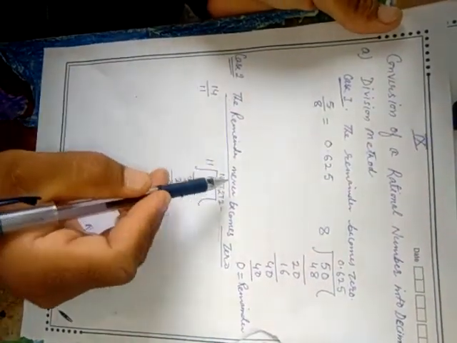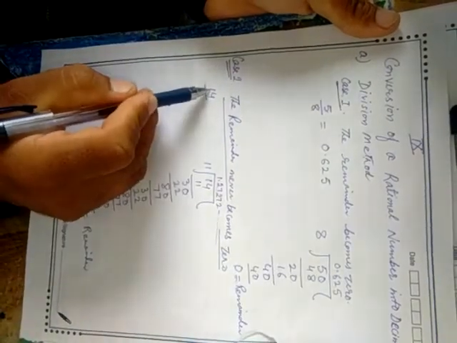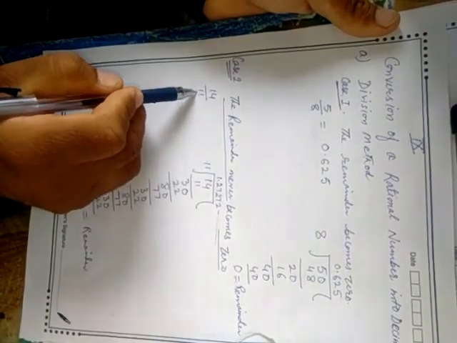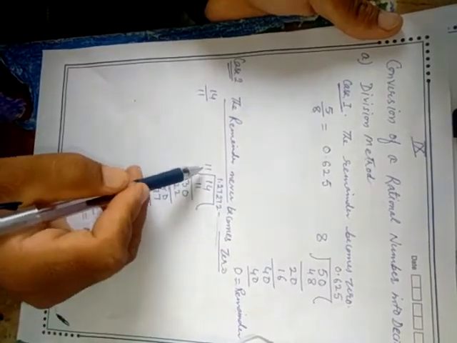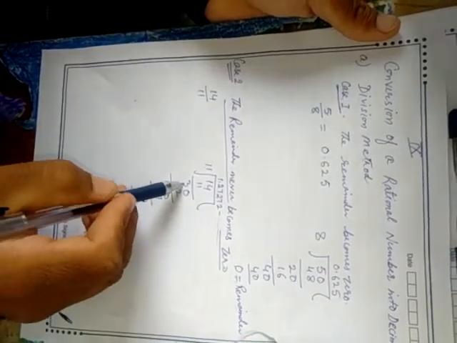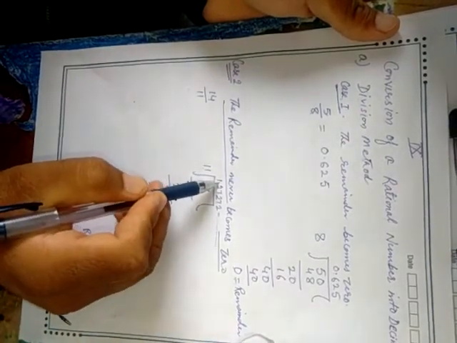So in the other case, when the remainder never becomes 0. For example, dividing a rational number 14/11. By dividing 14/11, 11 ones are 11. Now 3 is the remainder, 3 is a smaller number, so place 0 here and make a decimal in the quotient.